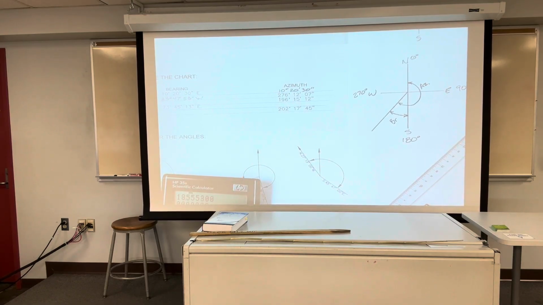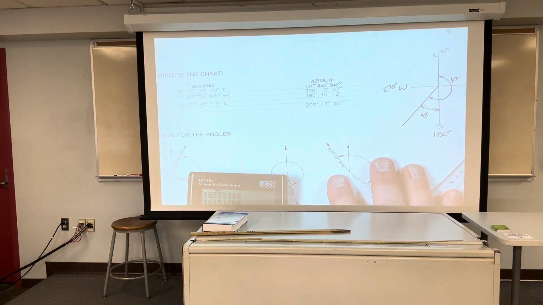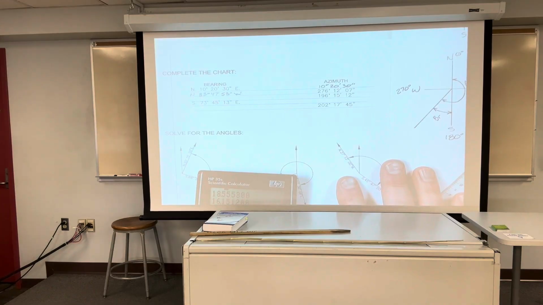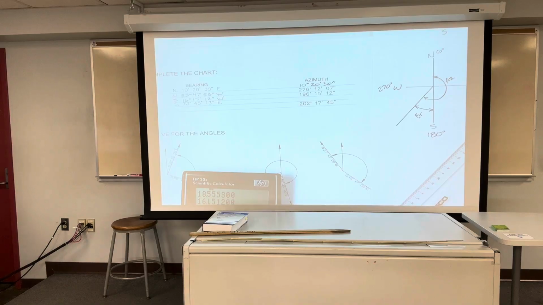So 196 degrees, 15, 12, minus 180. South 16 degrees, 15 minutes, 12 seconds west. Okay, pretty good. Everybody got that? Is that making sense?